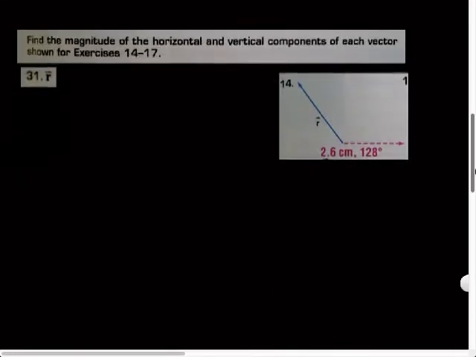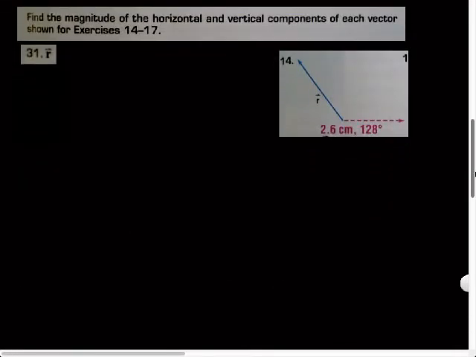Let's take a look at the last problem we're going to do. It says find the magnitude of the horizontal and vertical components of each vector shown for exercises 14 to 17. I want to break vector r up into its horizontal and vertical components. Here's vector r. Its horizontal component is a horizontal vector, one of the two components that together, when added, result in vector r. There's my horizontal component. Here's my vertical component, something like this.